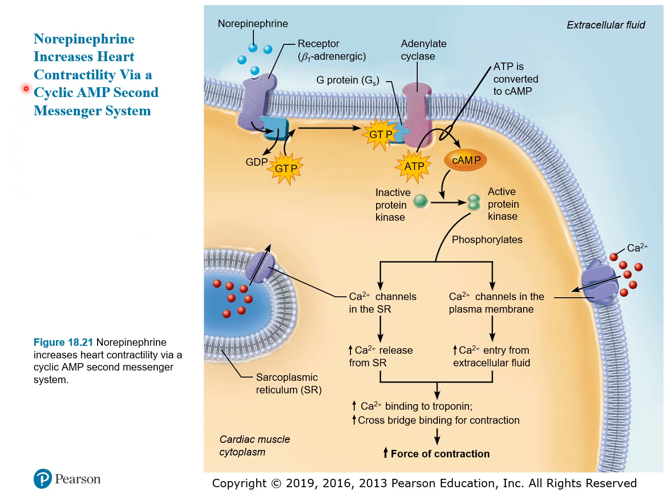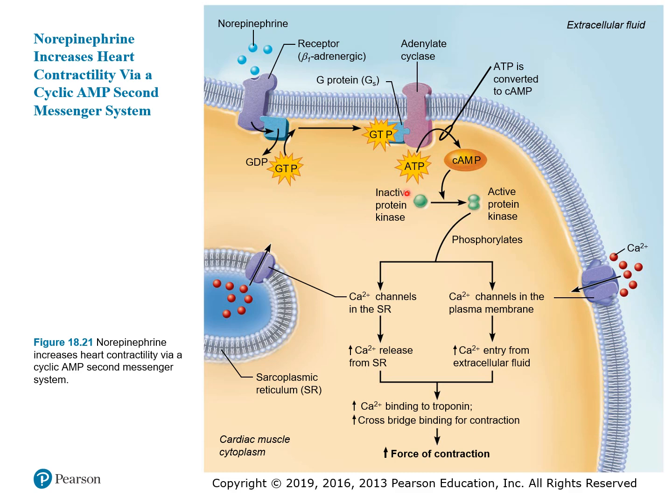Now let's see how norepinephrine works. Norepinephrine, we know, is made up of amino acids, so it is water soluble, and it has its receptor on the outside of the membrane. Norepinephrine attaches to its receptor. The GDP is replaced with GTP. GTP activates adenylate cyclase. Adenylate cyclase converts ATP into cyclic AMP. Then that cyclic AMP is the second messenger.